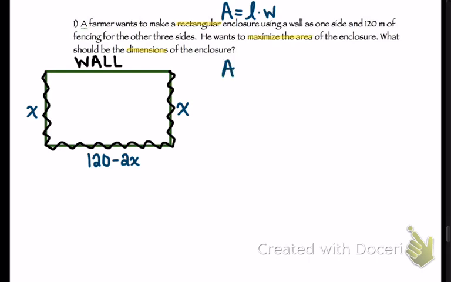So when I find the area, I get length times width. So x times 120 minus 2x. If I think about that, I know I'm going to go to my graphing calculator to find the maximum area to enclose.